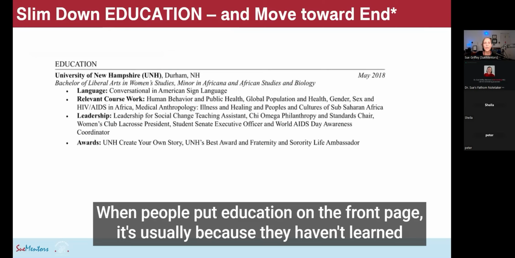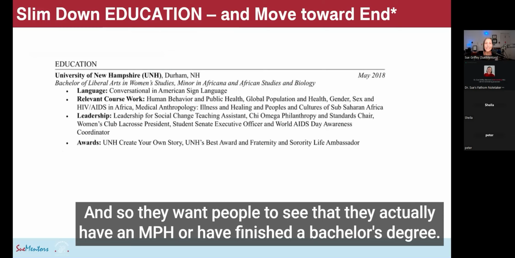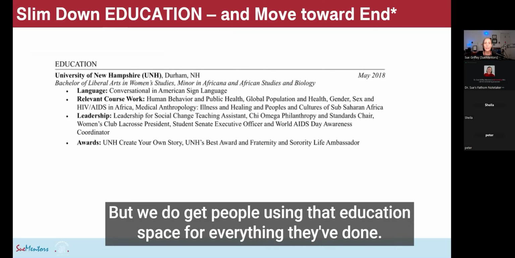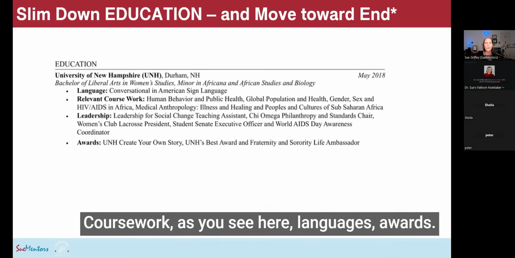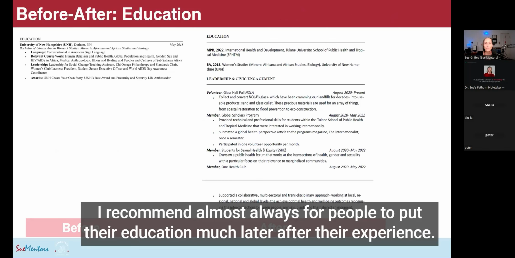Education, when people put education on the front page, it's usually because they haven't learned to do it differently, or because they're just finishing a degree or recently finished it. And so they want people to see that they actually have an MPH or have finished a bachelor's degree. But we do get people using that education space for everything they've done, coursework, as you see here, languages, awards. And so what happens is the brain's saying, okay, education, but I don't need all that information right now. I recommend almost always for people to put their education much later after their experience.